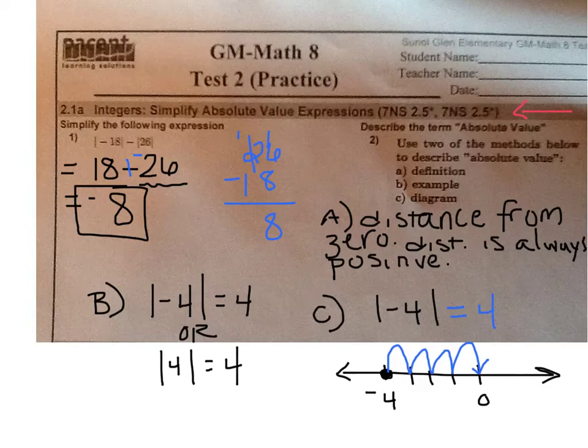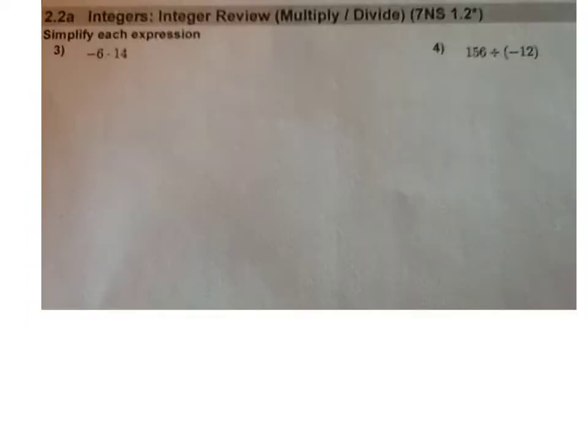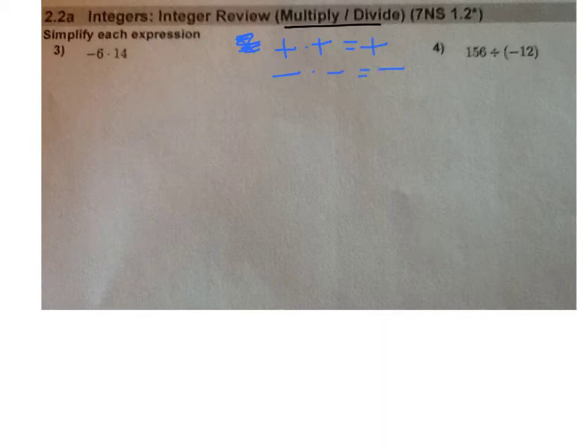All right, let's look at the next kind of problem. Our next problem is multiplying and dividing positive and negative numbers. So I'm going to remind us that when you multiply a positive times a positive, you get a positive. When you multiply a negative times a negative, you get a negative. When you multiply a positive times a negative, you get a negative.